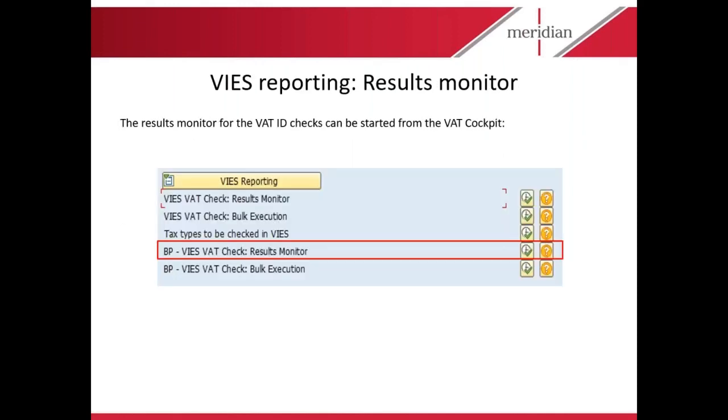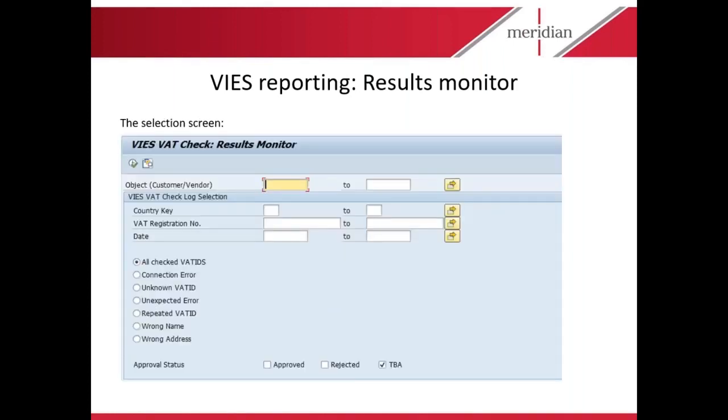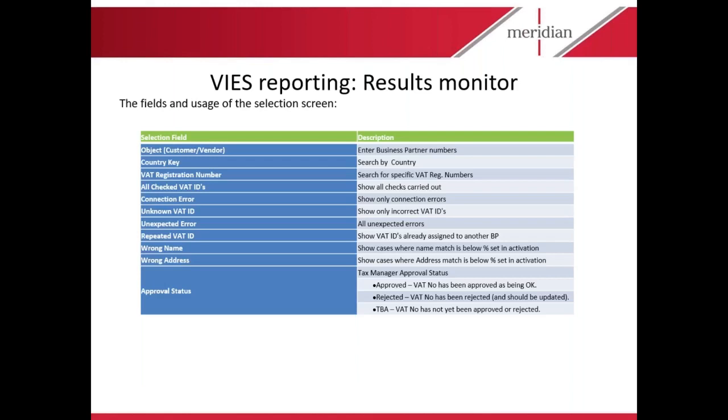When we think about the results of these checks, we need to have a results monitor in order for us to be able to show what's happening every time we change a VAT ID in our system. In order to access this, we go to our VIES reporting section of the VAT cockpit, and within here you can see all of the results of VAT ID checks that have taken place in your company. On the selection screen, you can run this results monitor based on a number of different headings. If we go to this slide, you can see all of the selection fields that are available. There's the object, which is the customer or vendor number. You can enter your business partner numbers there. You can search by the country keys if you want to see all customers in a certain jurisdiction.